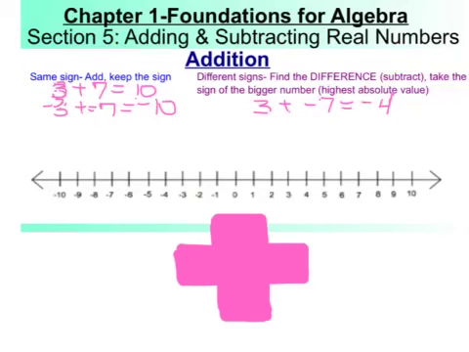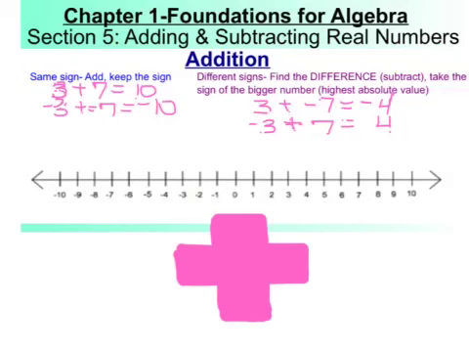so our answer is going to be negative. Now, if the 3 were the negative number plus positive 7, we have different signs, so one is negative and one is positive. We're going to find the difference, which is still 4, but now the number with the highest absolute value, which would be 7, is positive, so our answer is also going to be positive.